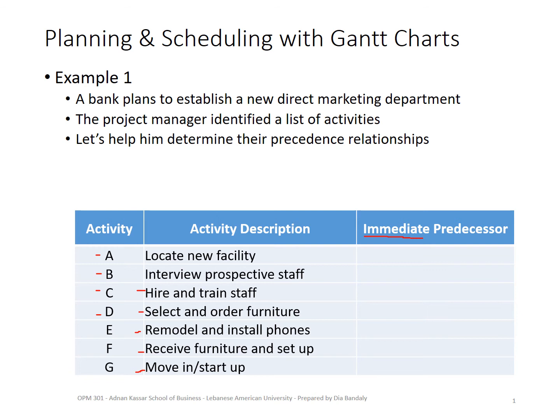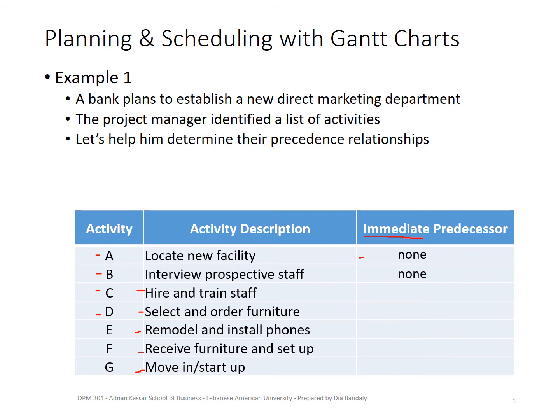So for the first one, A, does it have any immediate predecessor? This one I'm not going to give you time, because that's very easy. Of course, this is the first one. There's no immediate predecessor. What about B, interviewing the prospective staff? Do you think there's an immediate predecessor? The answer is also none, right? Because I can start interviewing while I'm searching for the new facility. So B does not have A as its immediate predecessor. These two are completely independent activities.